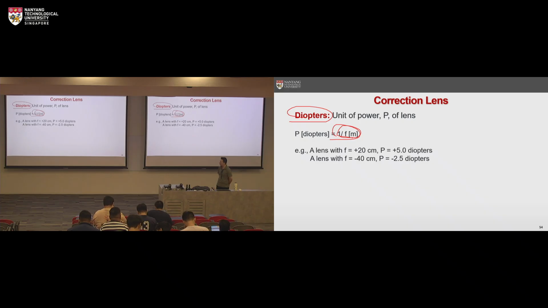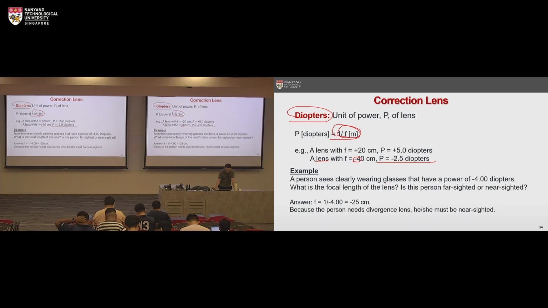So let's say that your focal length is positive 20, then your diopter is P equals 1 divided by 20. If your lens has a negative focal length, then your diopter is also negative. When you go to a store to buy a swimming goggle or a normal lens, you will always see this value, positive or negative.